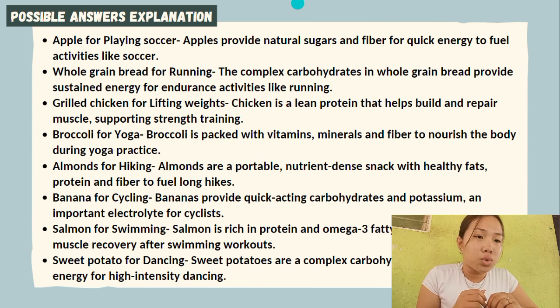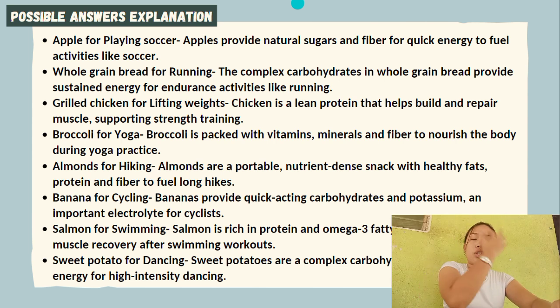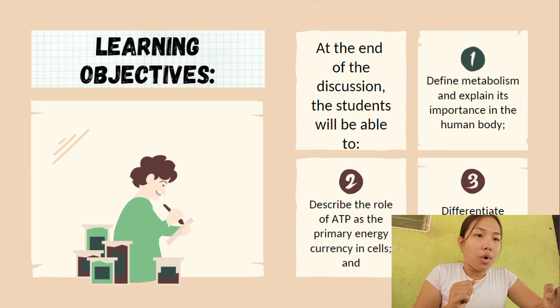Next is salmon for swimming. Salmon is rich in protein and omega-3 fatty acids, which support muscle recovery after swimming workouts. Next is the sweet potato for dancing. Sweet potatoes are a complex carbohydrate that provides steady energy for high intensity dancing. These may be your possible answers or explanations for why apple connects to playing soccer, whole grain bread to running, and so on. Now we'll go over our learning objectives.